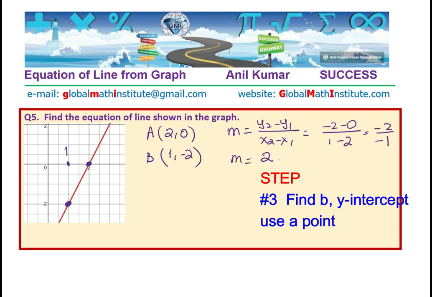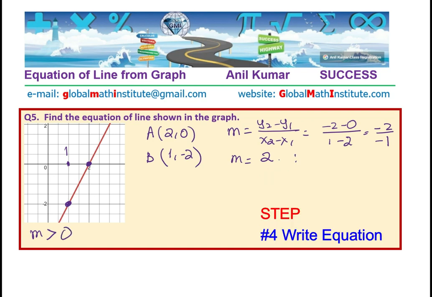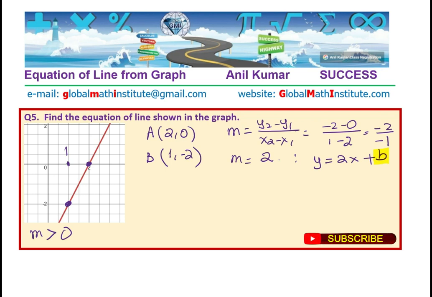Of course, the line is increasing, so we know the slope m should be greater than 0. It's positive. Now, I can write the equation as y equals 2x plus b. But what is b and how do we find this? This is what you're going to learn in this video and then apply this knowledge in the next question. Okay?